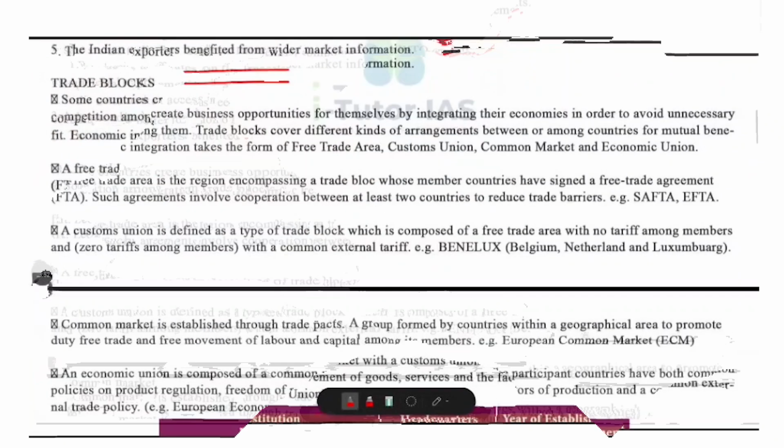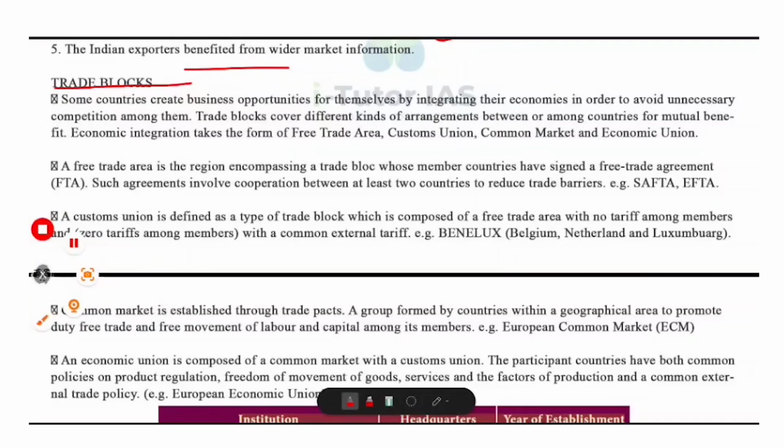Now, trade blocs. Let's start with a simple idea. Countries don't exist in isolation. They trade, share resources, and grow together. To make this cooperation stronger and avoid unnecessary competition, countries form trade blocs.